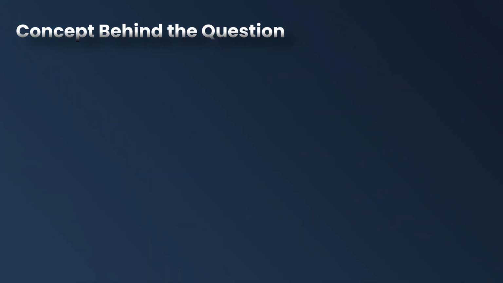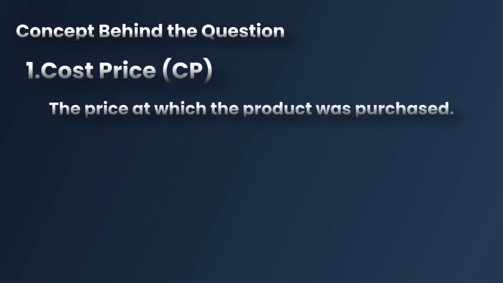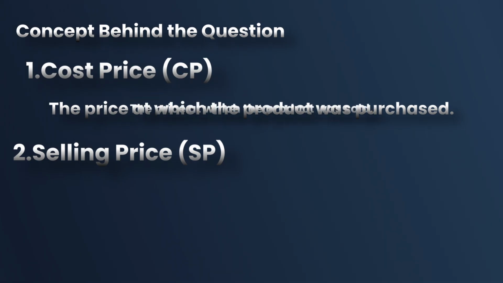Now let us compare. In any business, there are two major roles which are important. The first one is cost price, the price at which the product was purchased, and the second one is selling price, the price at which the product was sold. Now let us see the cases.